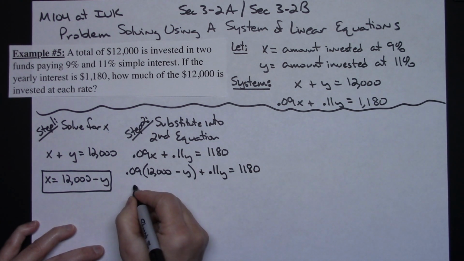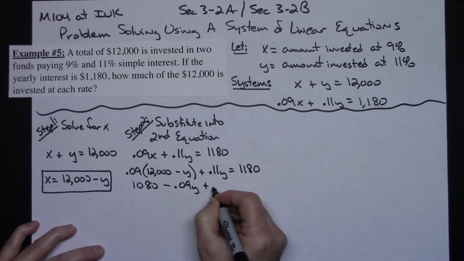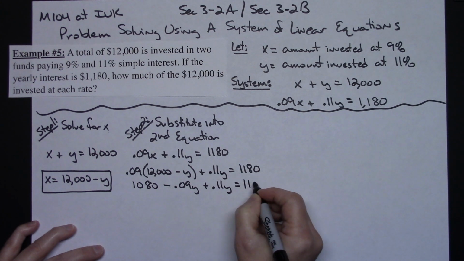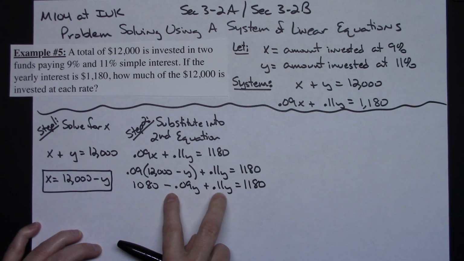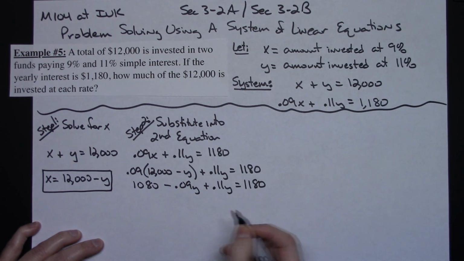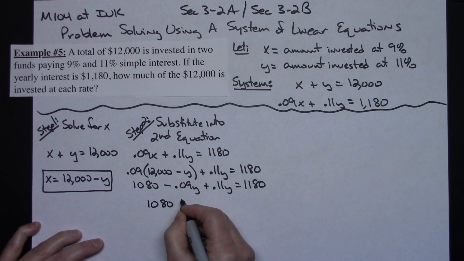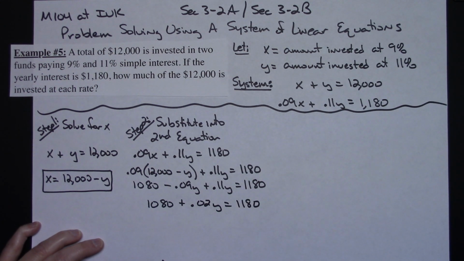Distribute right here. You're going to have 1080 minus 0.09y plus 0.11y is equal to 1180. Like I've said in previous videos, right here is where the mistake is, because people drop this negative. It's a negative 0.09 plus 0.11, so that'll be a positive 0.02. So you've got 1080 plus 0.02y is equal to 1180. Subtract 1080 from both sides, and I'll have 0.02y is equal to 100. Divide both sides by 0.02, and you're going to have 5,000.